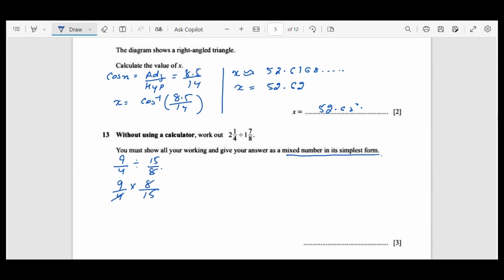We can reduce this to 3 and 5. This will be equal to 6 by 5. So now this is equal to 6 by 5. This is equal to 1 by 5. So our answer is 1 by 5.